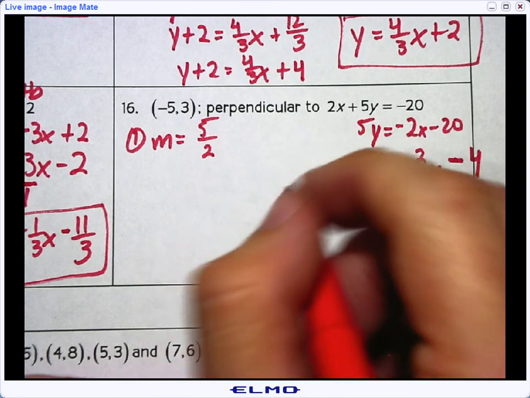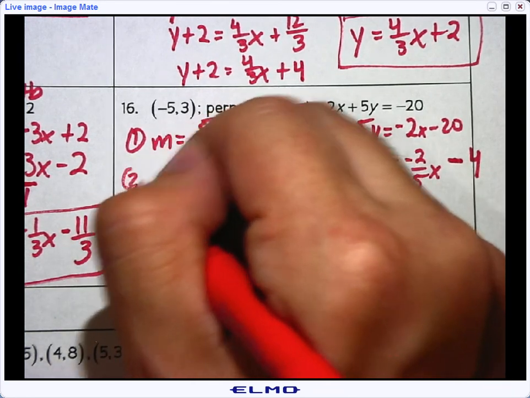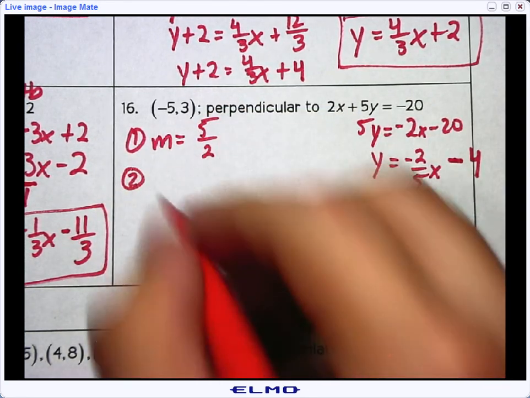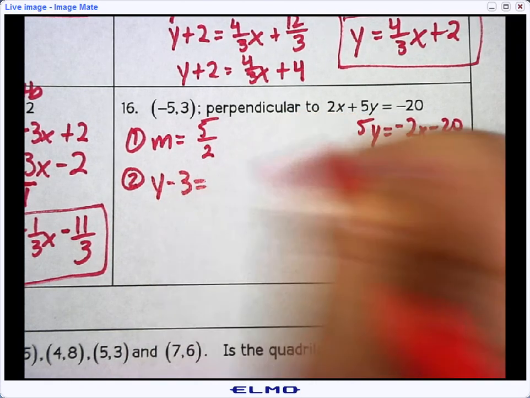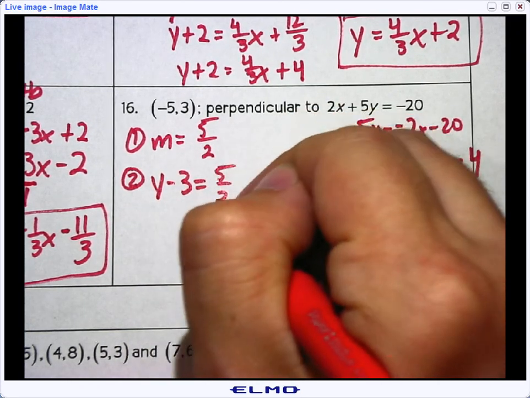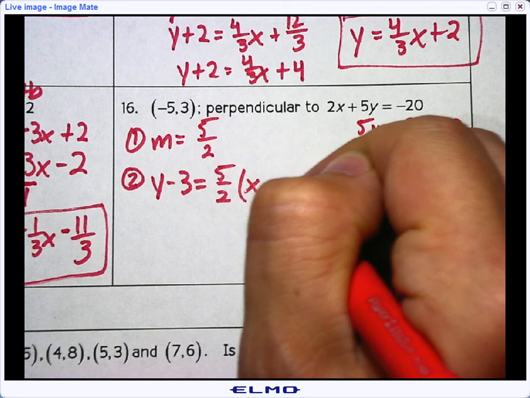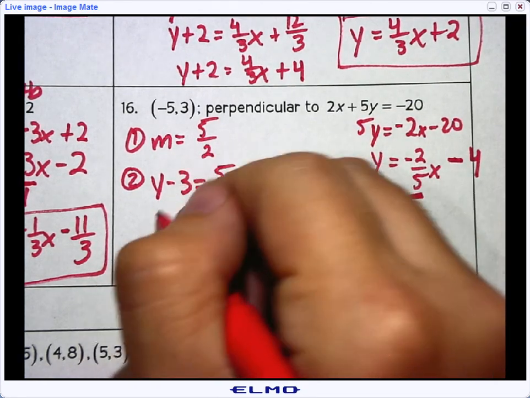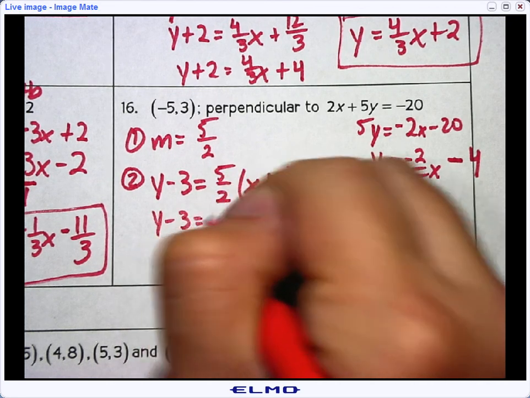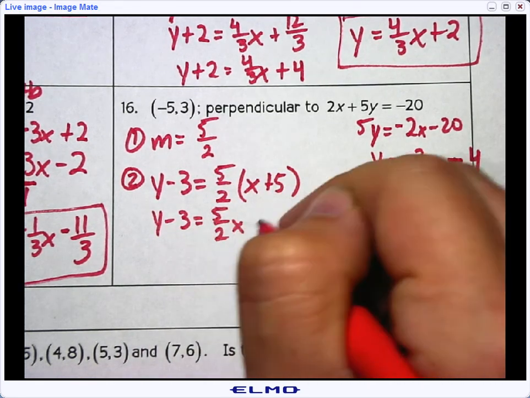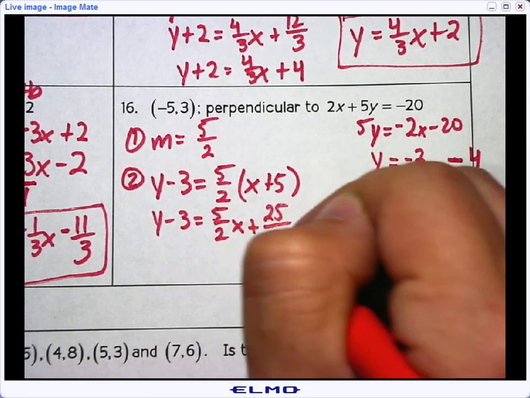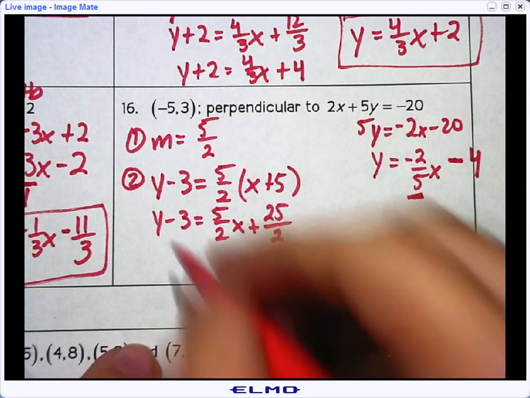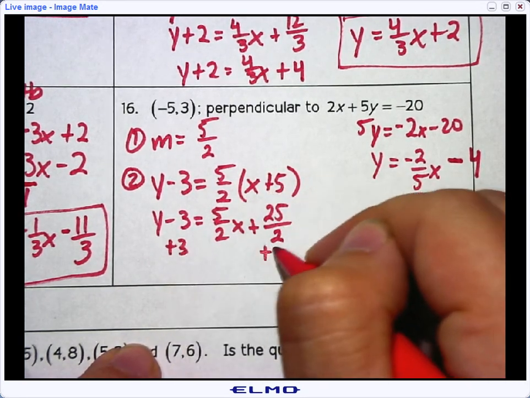All right, from here, we're ready to put it in point slope form. So we are going to have y minus 3 equals 5 over 2 times x minus negative 5, or x plus 5. Distribute your 5 halves. We're going to have y minus 3 equals 5/2 x plus 25/2. We've got to add 3 to both sides.